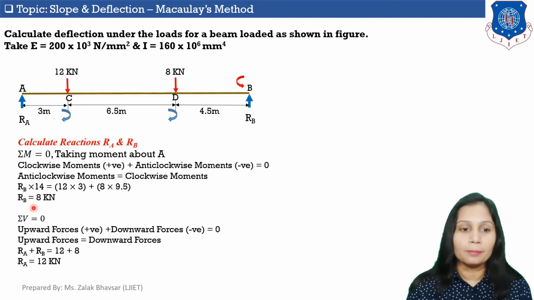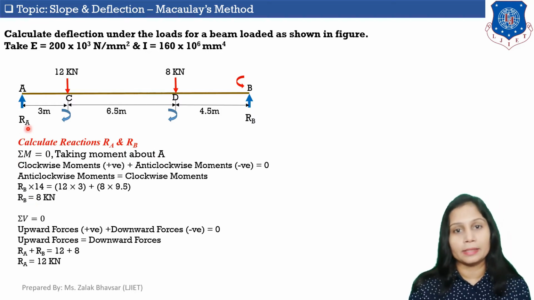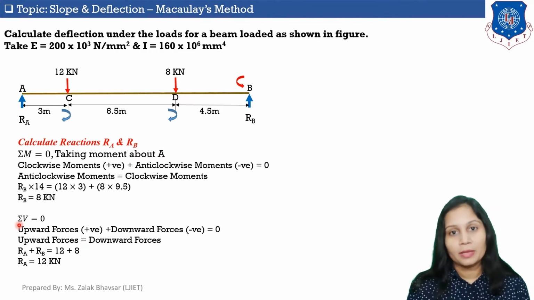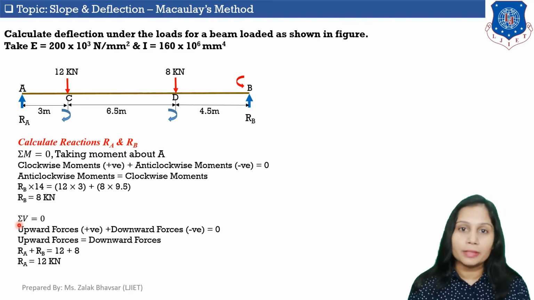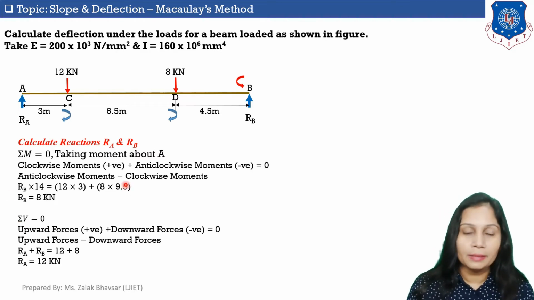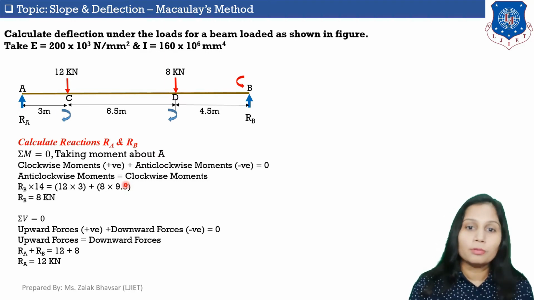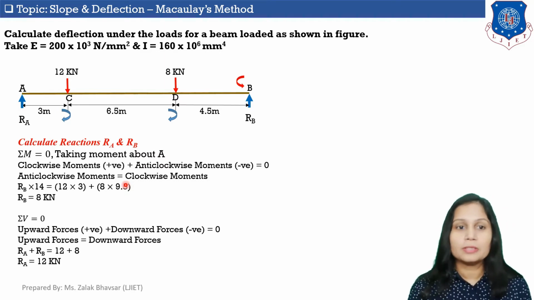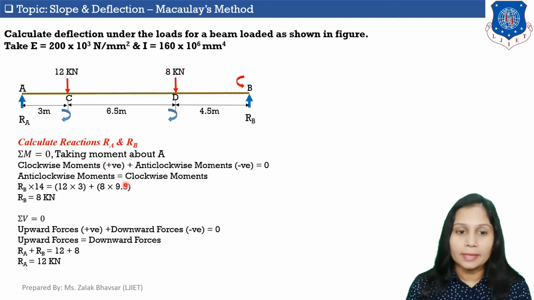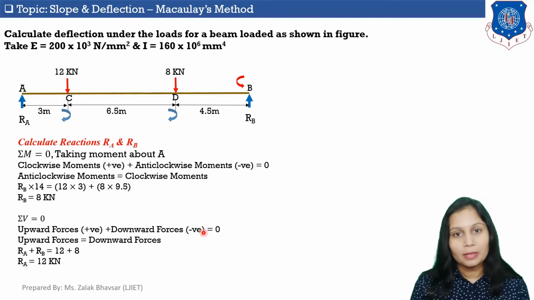Now let's apply another condition of equilibrium for calculation of Ra. So we are taking sigma V is equal to 0. It means summation of vertical forces is equal to 0. Now on this beam, two types of vertical forces are there. Supports are acting in upward directions and point loads are acting in a downward direction. So we can say that upward forces plus downward forces is equal to 0.